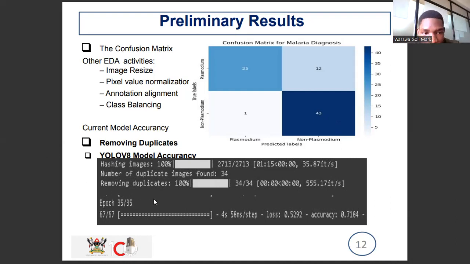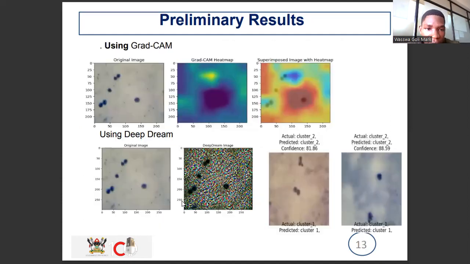In this screenshot below, we see some evidence of removing duplicates and hashing images. In this model, which was RCNN, we used 35 epochs because we were limited with resources. We have very few resources, so these results were obtained on the very few resources that we have. But if we get more resources, we believe we'll be able to obtain more accurate results. The accuracy here was 70% for the YOLO model and 80-something percent for the RCNN model.